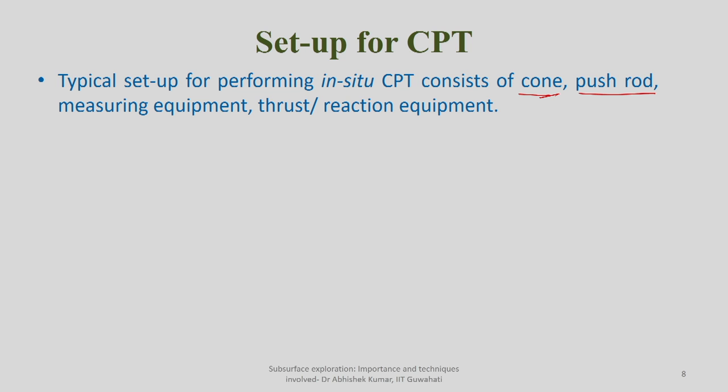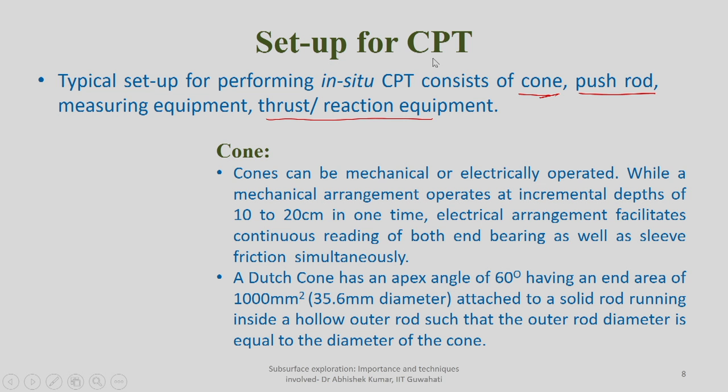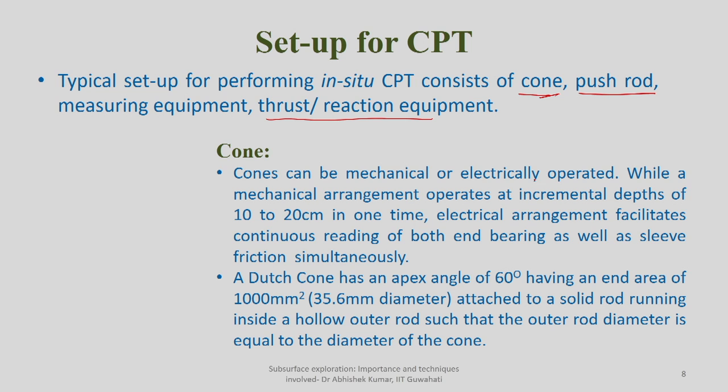Then you have measuring equipment, which measures how much push or resistance you are getting from the soil layers at different depths, and then the thrust and reaction chamber, with respect to which the cone is getting its push force into the soil. So, you have the cone. The cone can be mechanically or electrically operated. Mechanically operated, as I told, is by means of a falling hammer, and electrically operated is where you continuously push it into the soil.